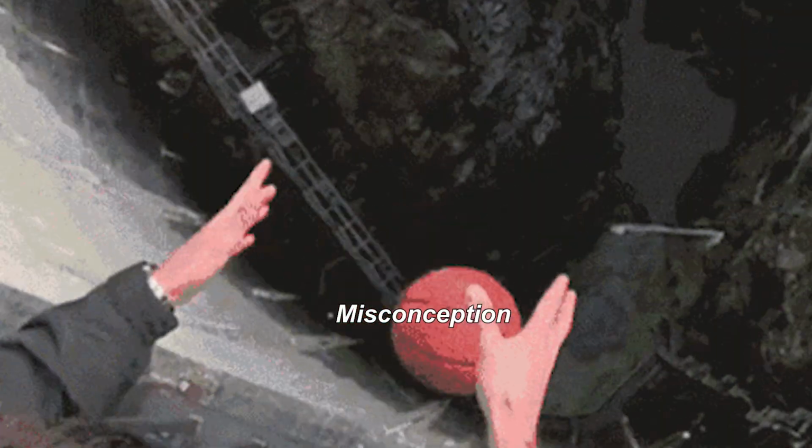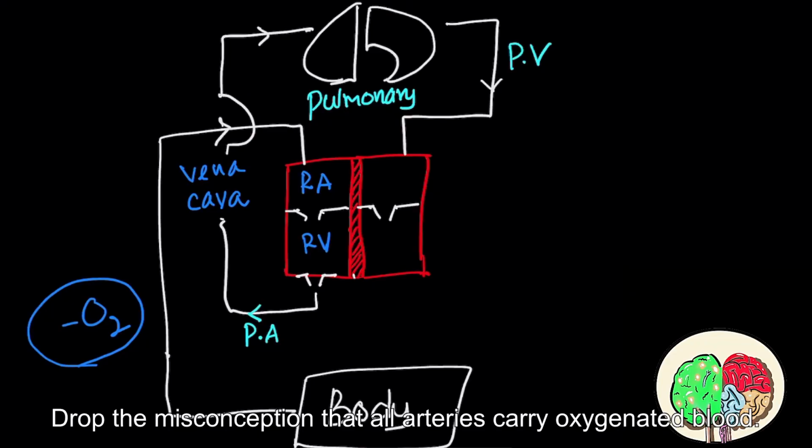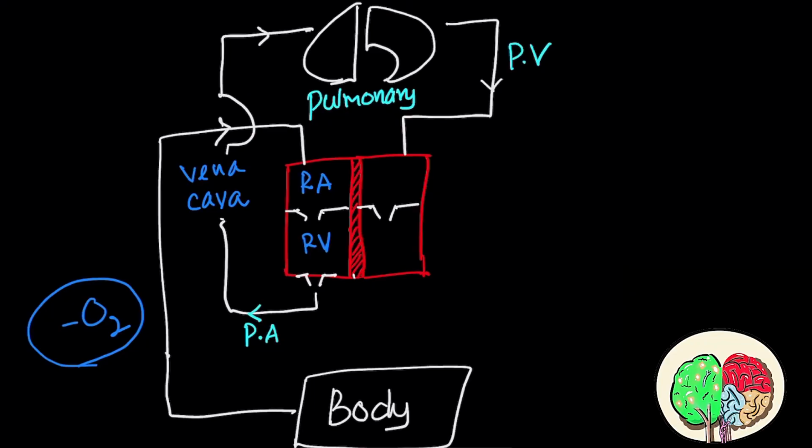So drop the misconception that all arteries carry oxygenated blood and that nonsense. Pressure blood goes away from the heart, artery. Pressure blood goes back towards the heart, vein.